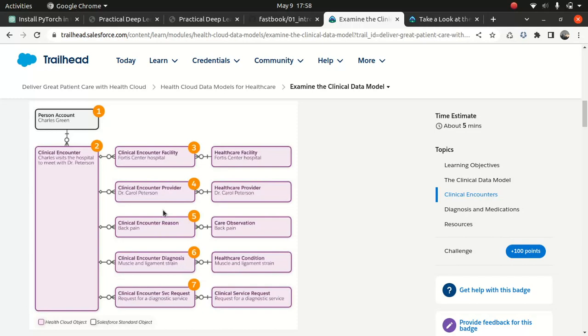and clinical service request. So clinical encounter linked to clinic facility, encounter facility, which is linked to the hospital facility, and then encounter provider, who is the provider. So provider is this guy, Dr. Peterson. She provides the healthcare for Charles in terms of kidney issue, right? Maybe could be a urologist.